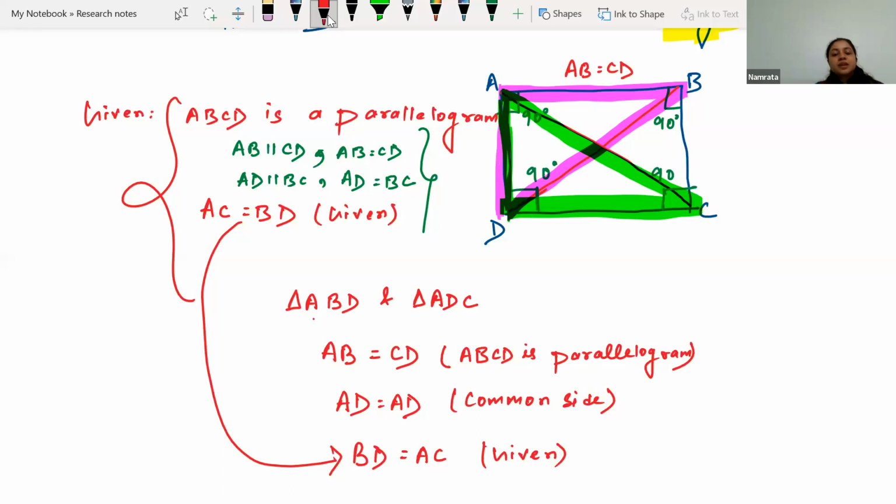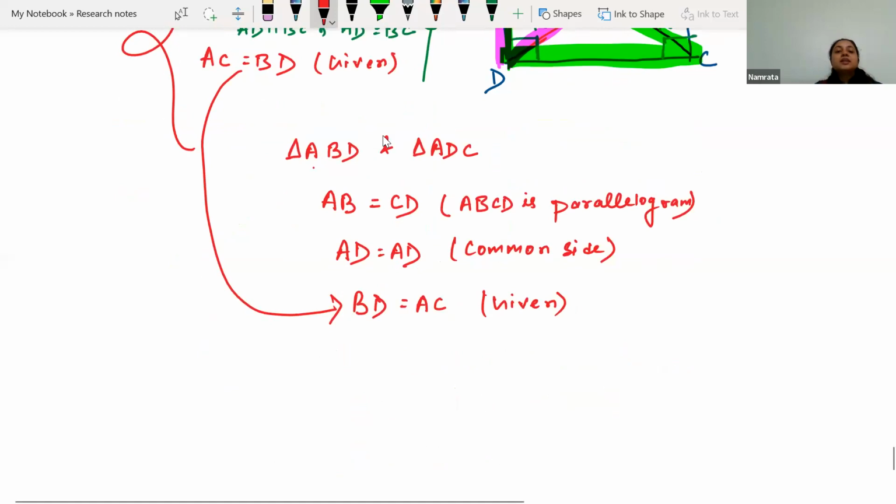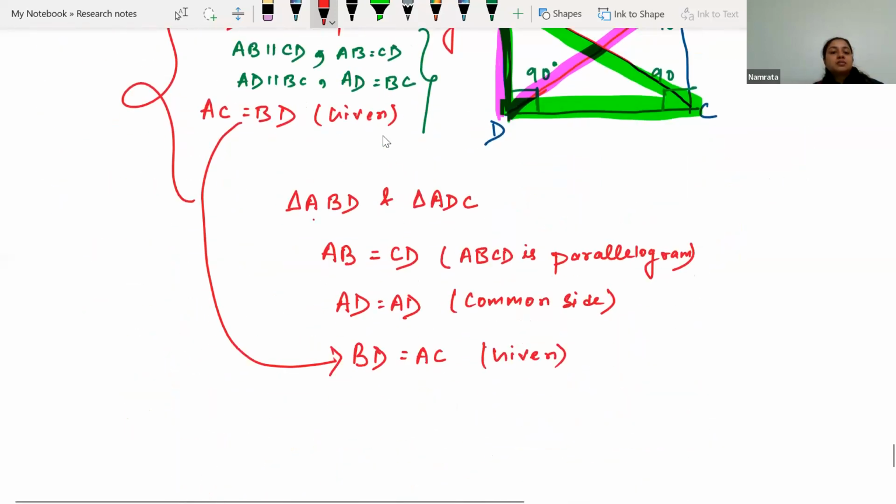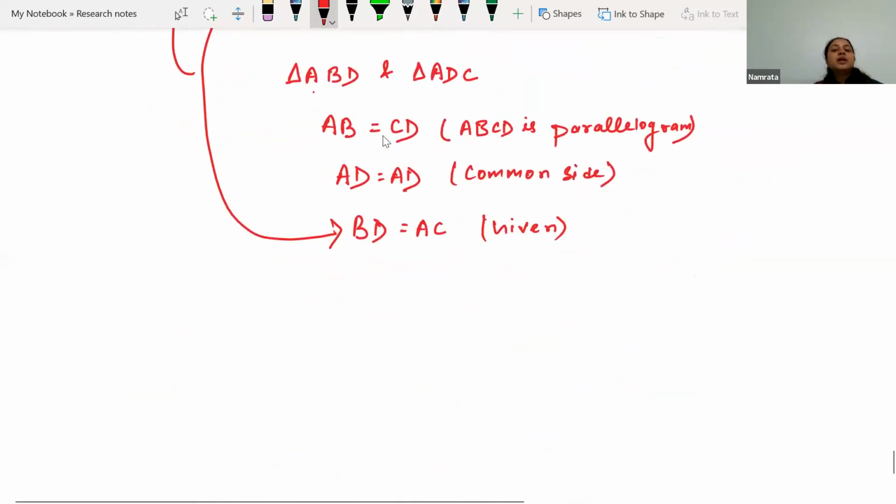Yes, ma'am. Now let's write the names of the triangles properly. Then only we will be able to go ahead and use CPCT or something. So we need to write the sequence of the names properly. A, B, C, D. Okay. A, B, C, D, B, D, A, C. Okay. So let me write it the reverse way.